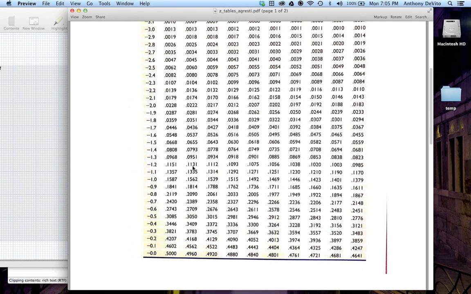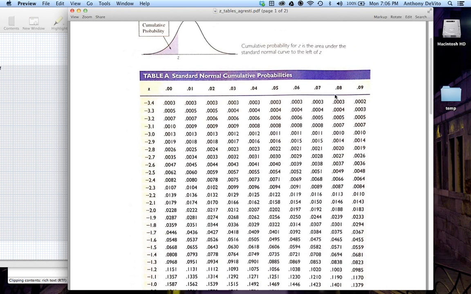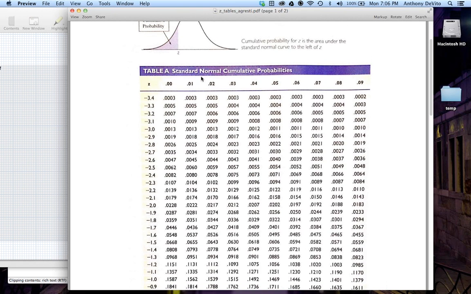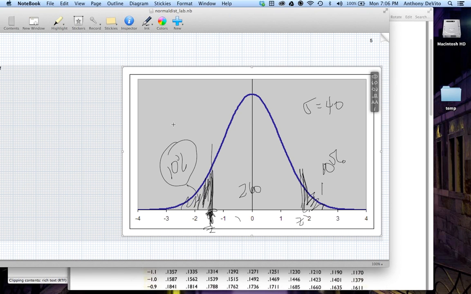0.10000. Let's see. Here we go. 0.0968. This is about the closest I can get to it. What is that? It's 1.28. So my z-score, which represents the point at which below that z-score is 10% of the population, or 10% probability of picking an individual from that area, is 1.28. This z-score here, z, is equal to negative 1.28.